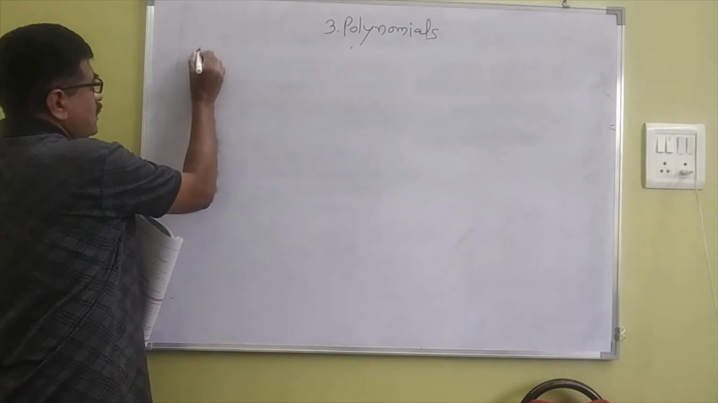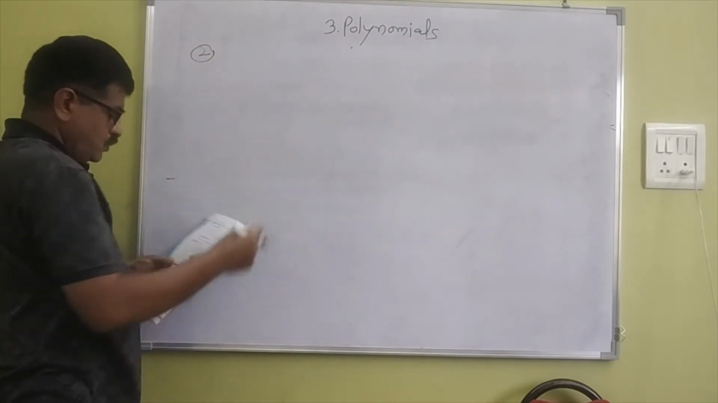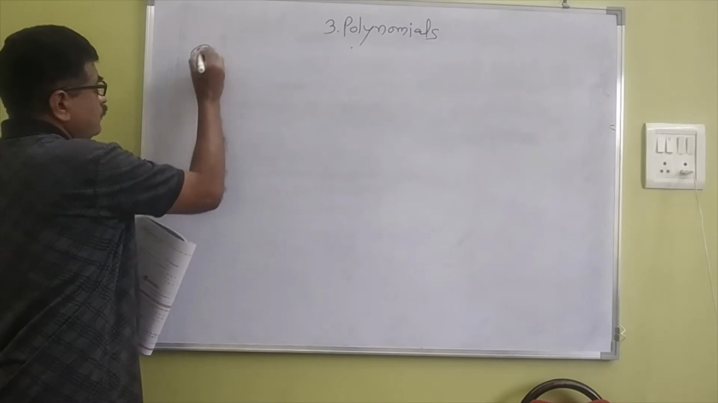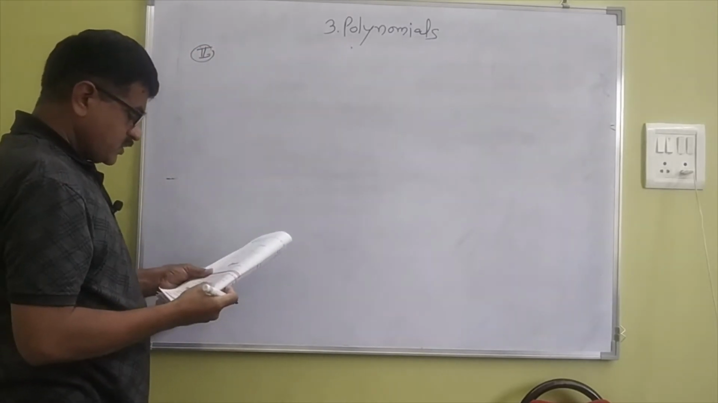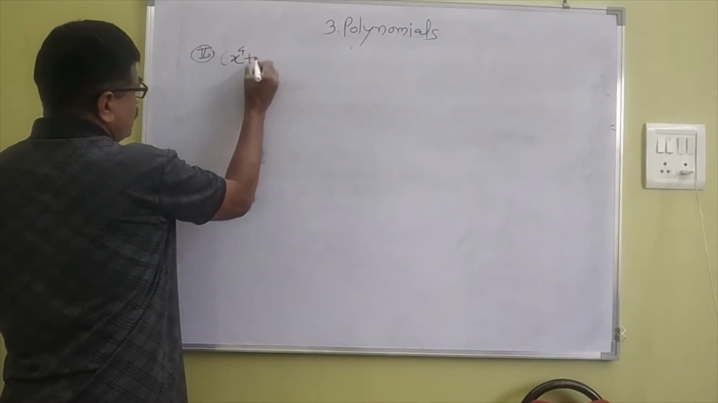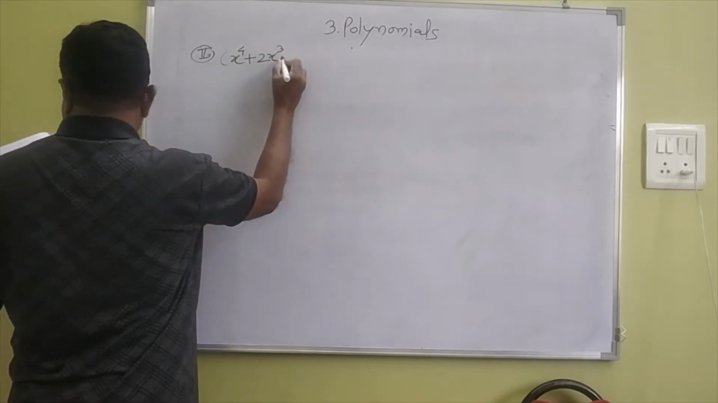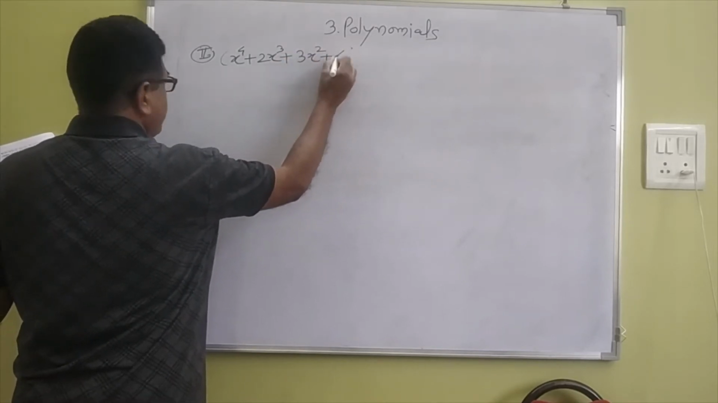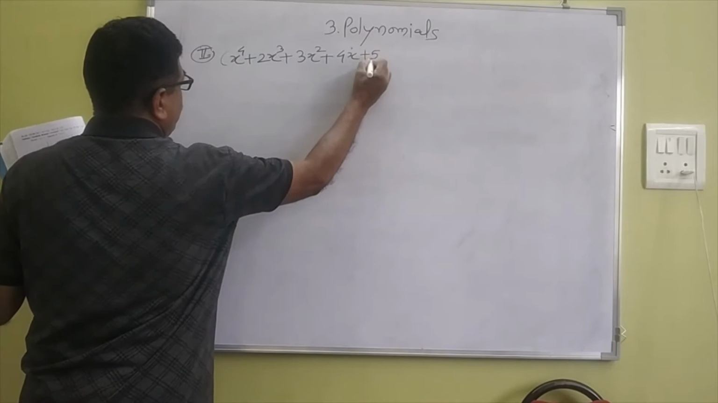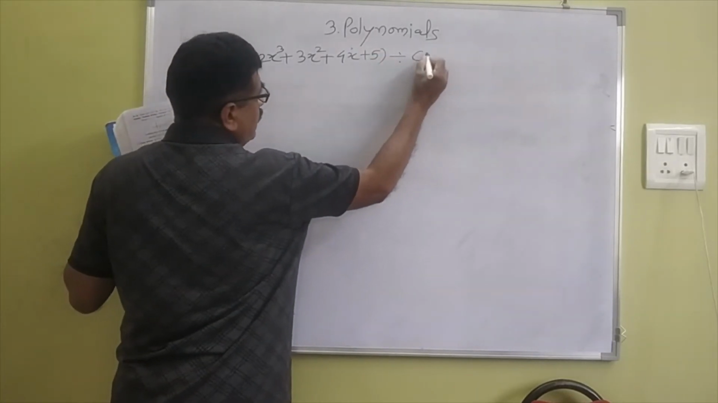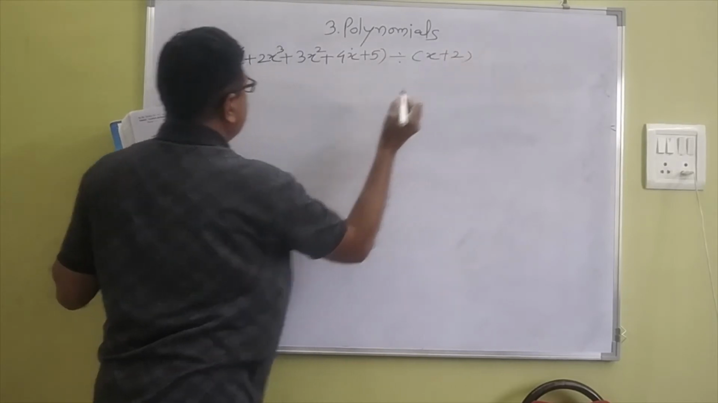Write down question number 2. X to the power 4 plus 2x cube plus 3x square plus 4x plus 5 divided by x plus 2. Divide by x plus 2.